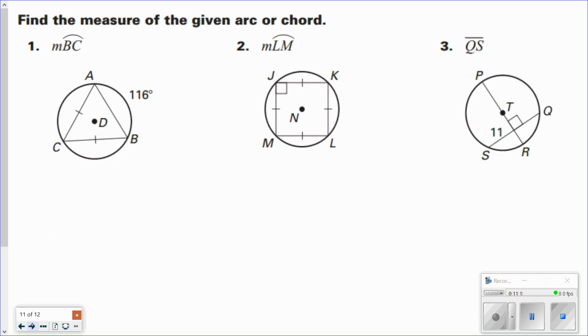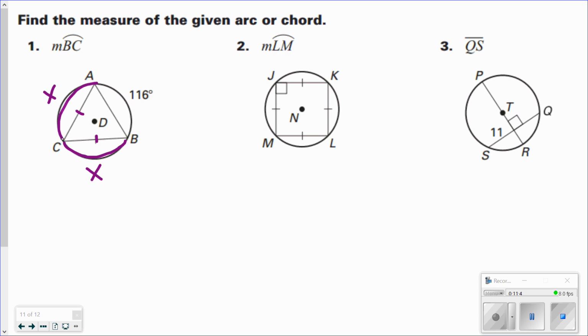Find the measure of the given arc or chord. Let's look at the measure of arc BC. So BC is here. If you look at the triangle, we notice that this segment and this segment are congruent, those chords, meaning that their arcs are also congruent. So that would make this arc, we'll call it X, and this arc here would also be X.